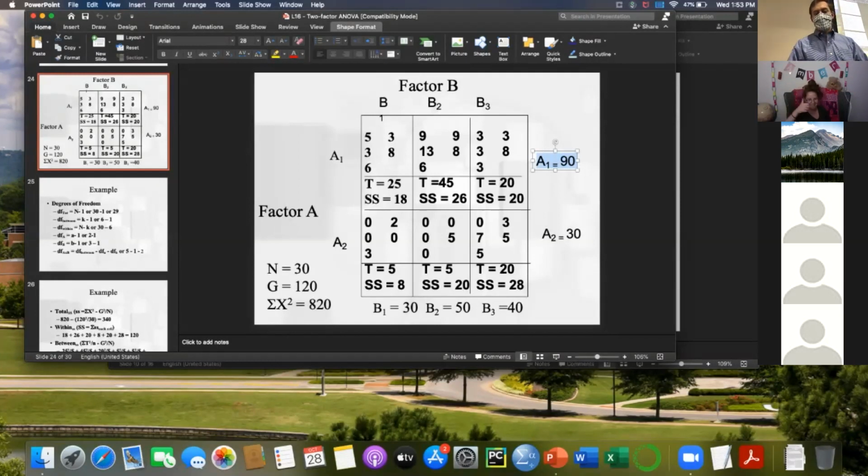Yep. Awesome. And then for B, you're just doing 30 squared divided by 10 plus 50 squared divided by 10 plus 40 squared divided by 10. Okay, thank you. Of course.